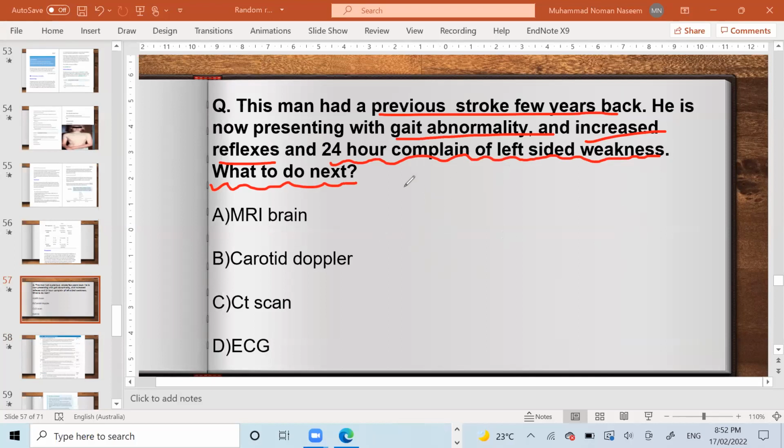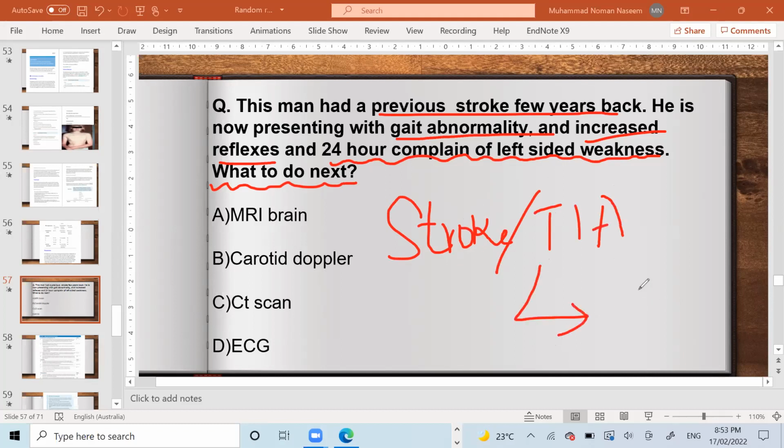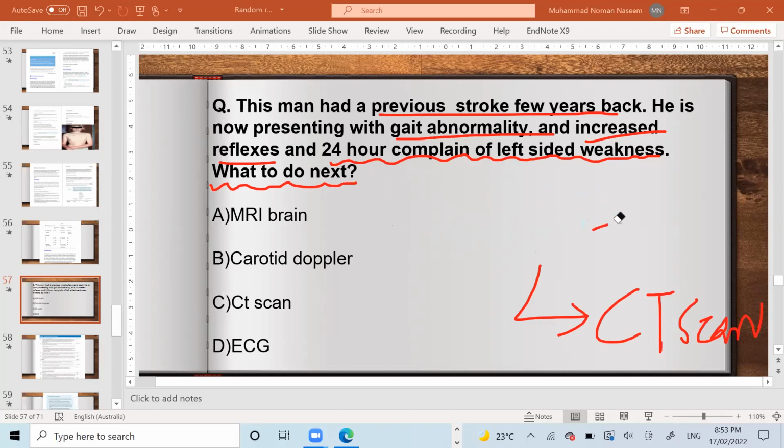So what are you suspecting in this patient? It says 24-hour complaint. Are you suspecting stroke or TIA? It's not clear. It can be either of them because they have not mentioned it to be more than 24 hours. So I would take it as TIA. But in both cases, you have to do the CT scan to rule out whether it's hemorrhagic or ischemic. And then you can start your treatment based on your findings of the CT scan.